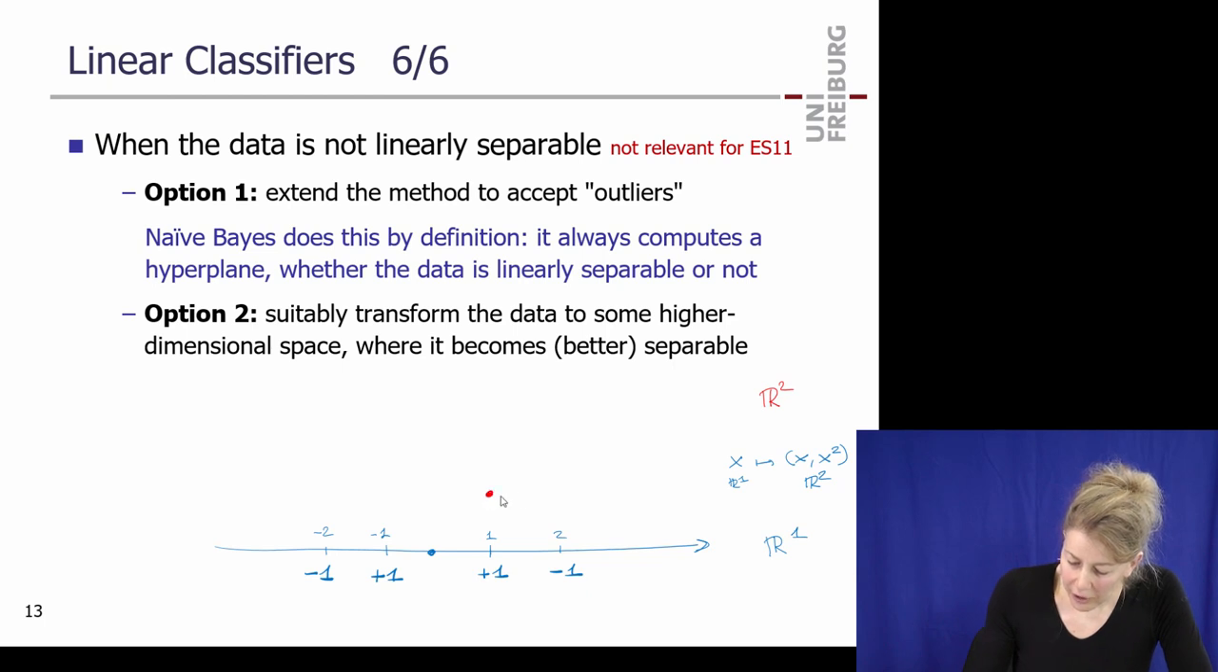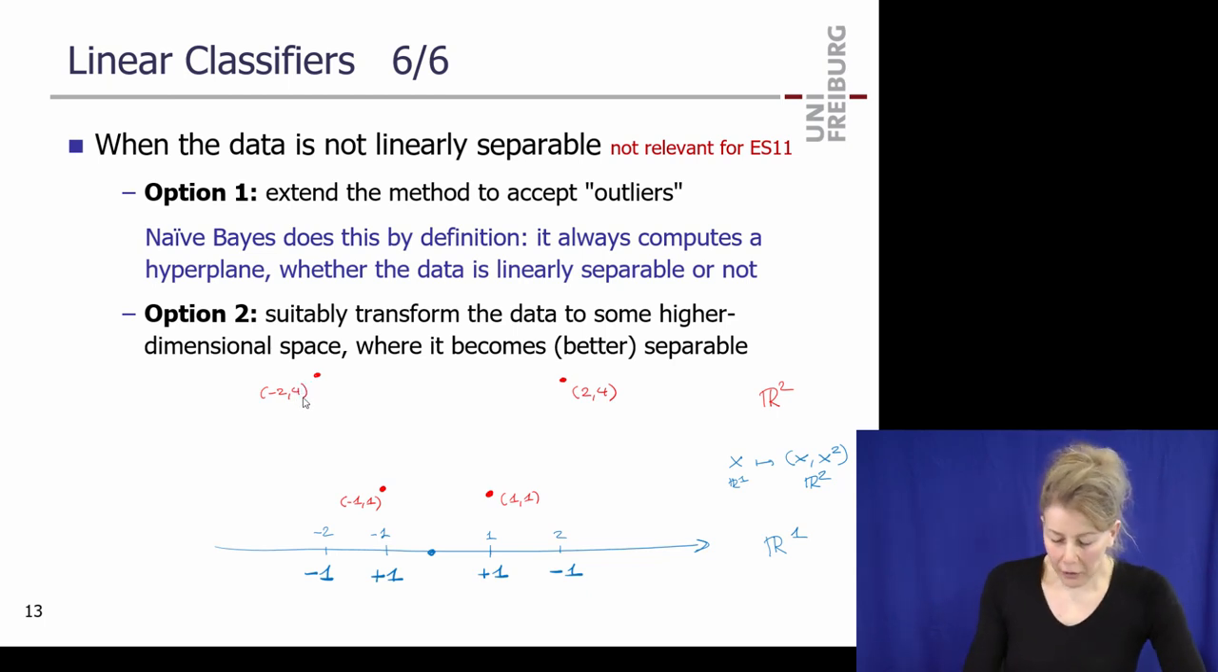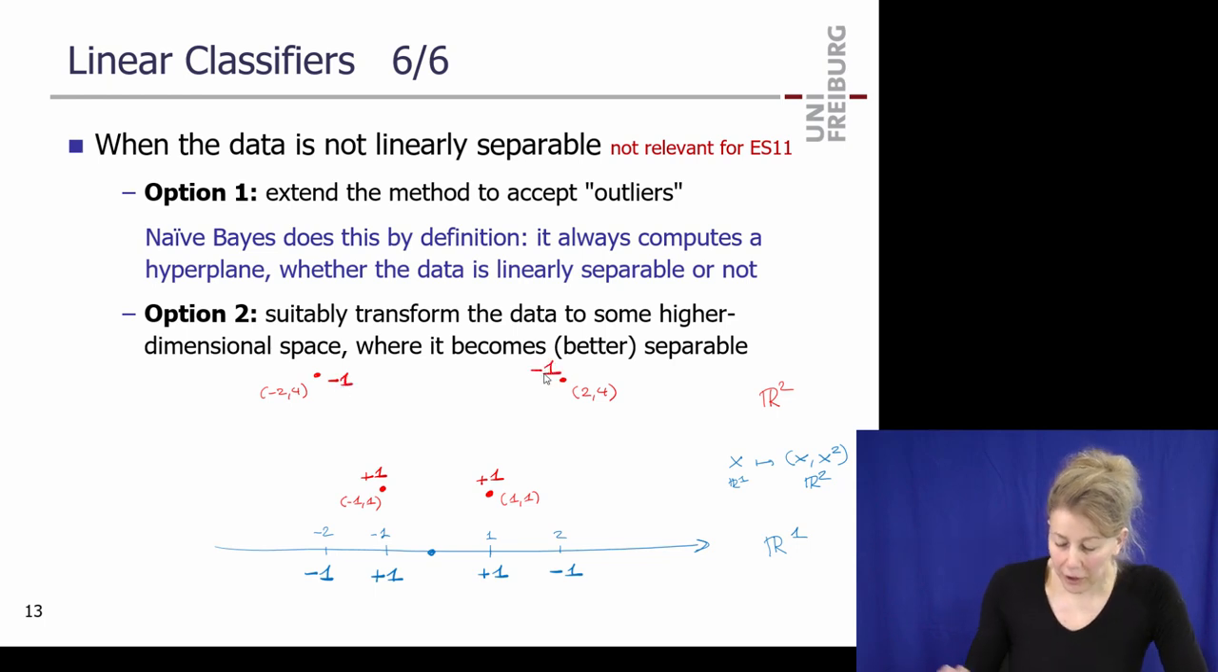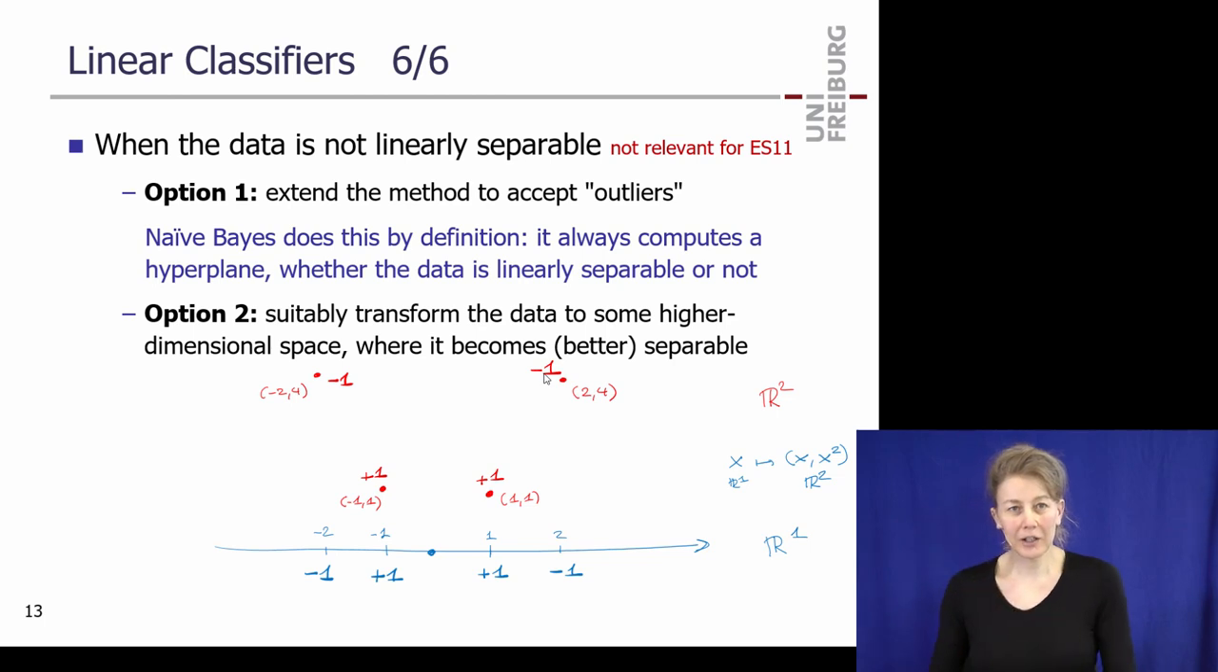This becomes, that's now the point 1, 1. 2 becomes the point 2 comma 4. So it's now up here. This here becomes the point minus 1, 1. And this becomes the point minus 2, 4. And now let me again write the labels. So this was labeled plus 1, this was labeled plus 1, this was labeled minus 1, this was labeled minus 1. And lo and behold, now I can linearly separate them.